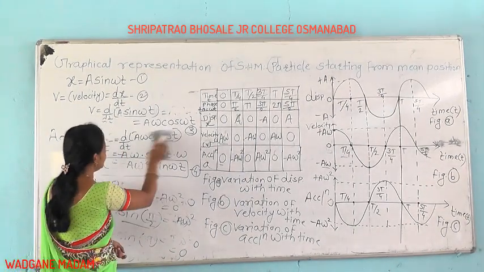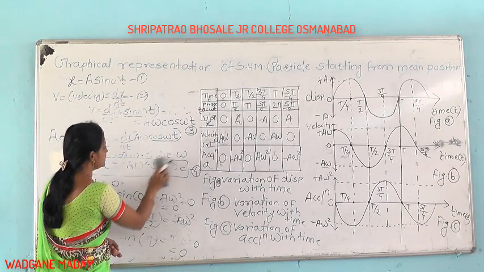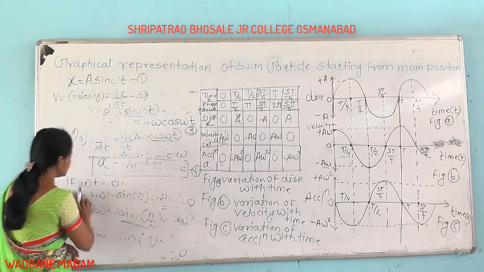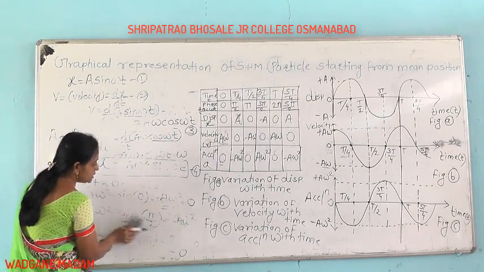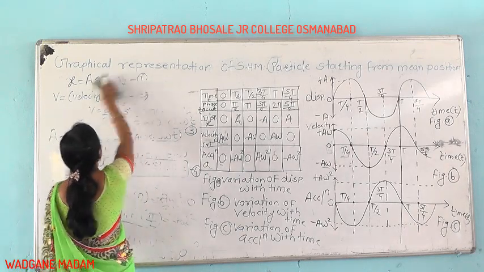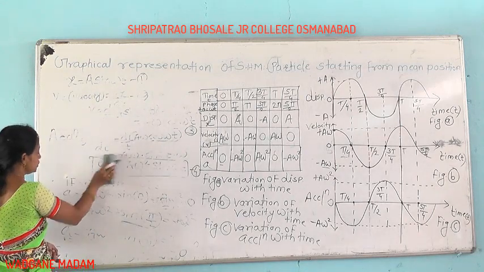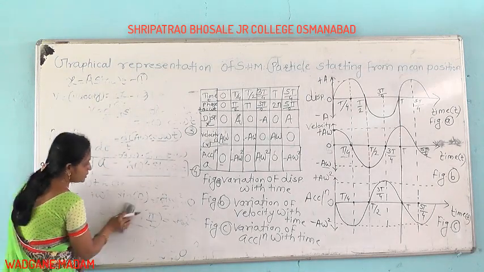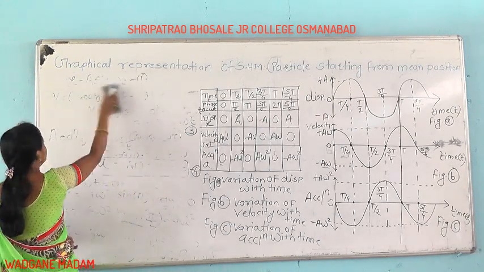This is about the table. After that we can see the conclusion of the graph. First conclusion: from that we can see that the displacement, velocity and acceleration vary with respect to time. We can write here the conclusion from the graph.